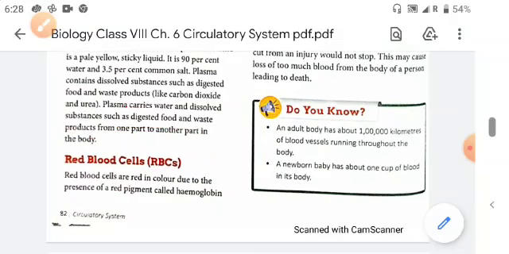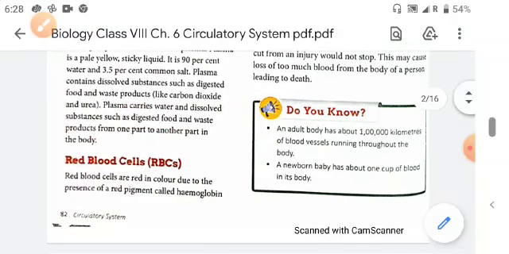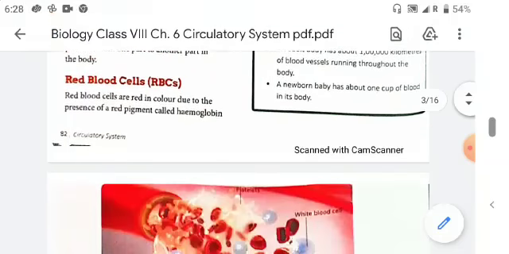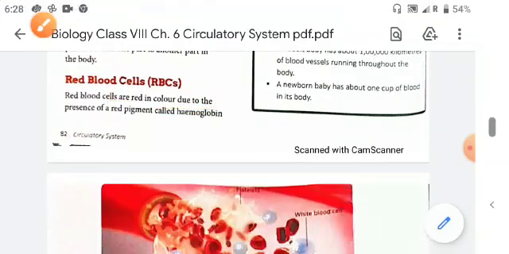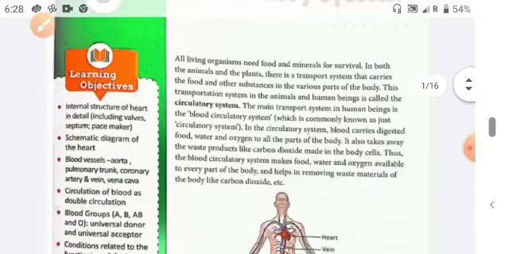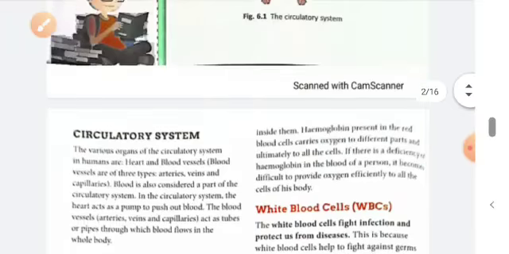Now, RBC, red blood cells, are red due to the presence of the red pigment, which is called hemoglobin. And second is white blood cells.